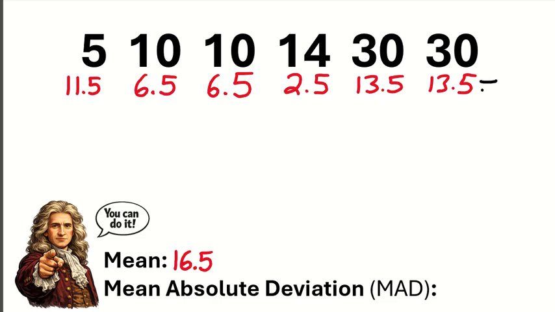Okay, so now that we have all of our distances, we're going to go ahead and add these all up. Because remember, to find the mean, we've got to add them all up, then divide the sum by the number of numbers. So if I add up 11.5 plus 6.5 plus 6.5 plus 2.5 plus 13.5 plus 13.5, I actually do get 54. Now remember, I'm dividing the sum by the number of numbers, and of course I have 6 numbers. So the mean absolute deviation is going to be 54 divided by 6, which happens to be 9.